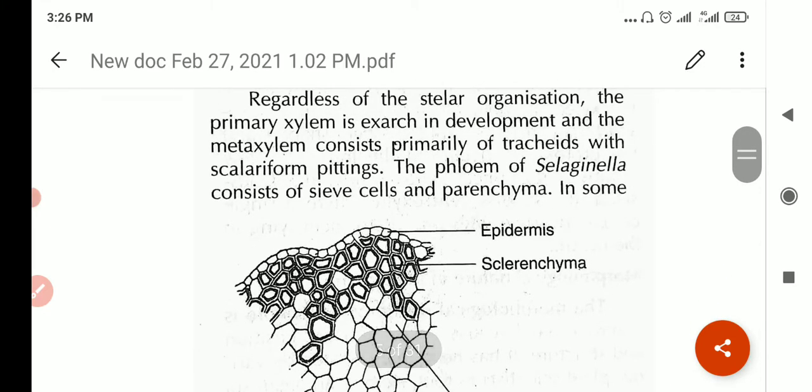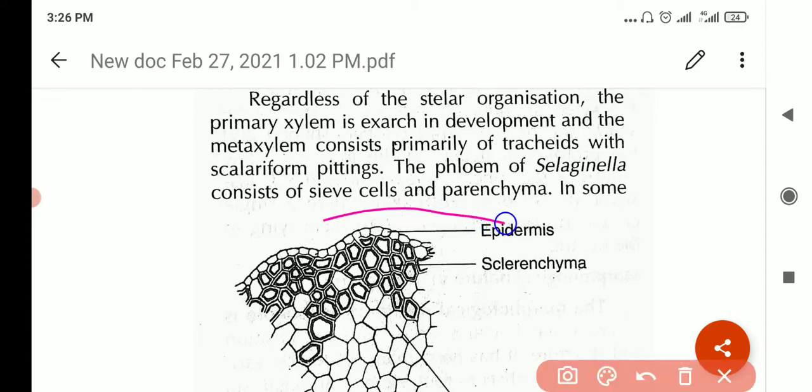So the xylem is exarch. That means the old one is the metaxylem and the young one is the protoxylem. Then the phloem consists of sieve tubes, sieve cells and phloem parenchyma. All right.